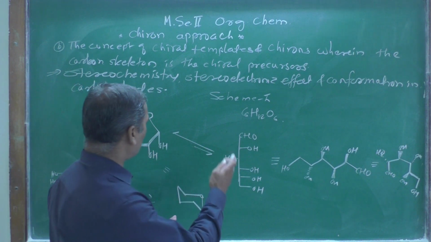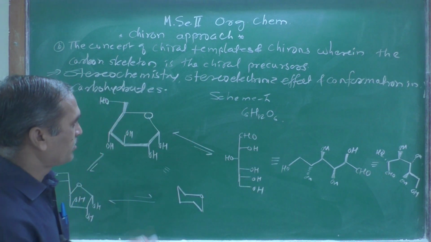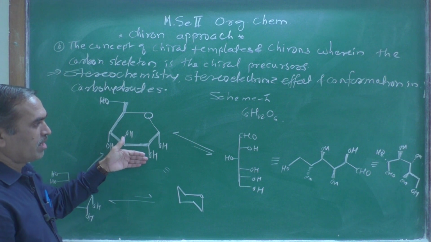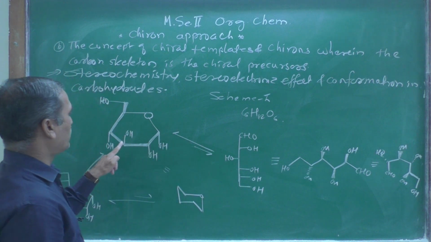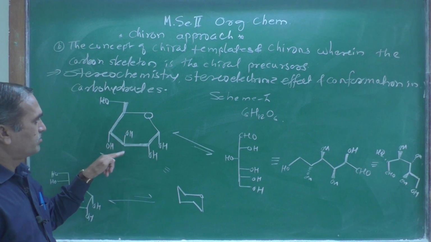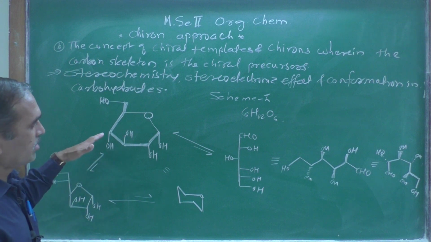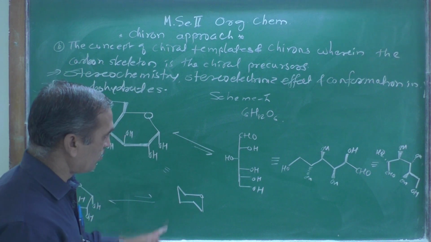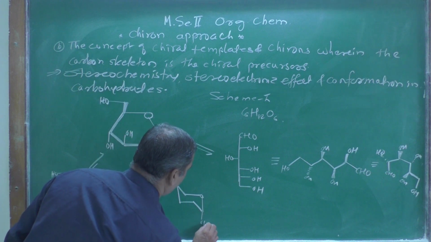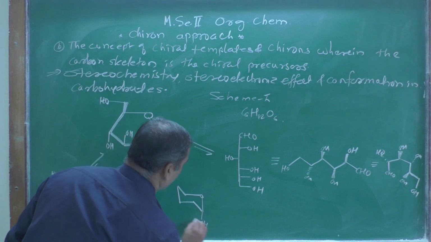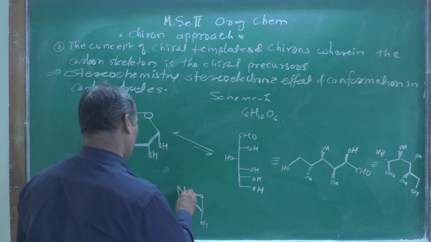Now remember, those hydrogen atoms on the right hand side are below the plane, and those on the left hand side, look, here is one on the left hand side, and therefore it is above the plane. We can remember that. So now here this OH is at the axial position, and the rest of the OH groups remain in the equatorial position.